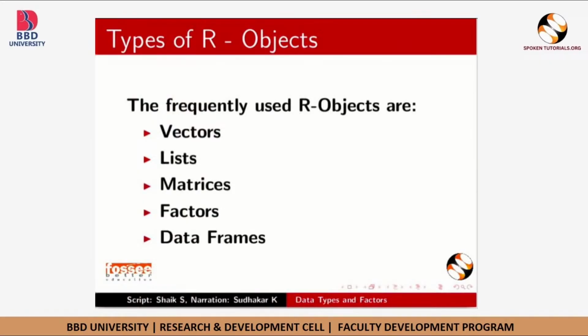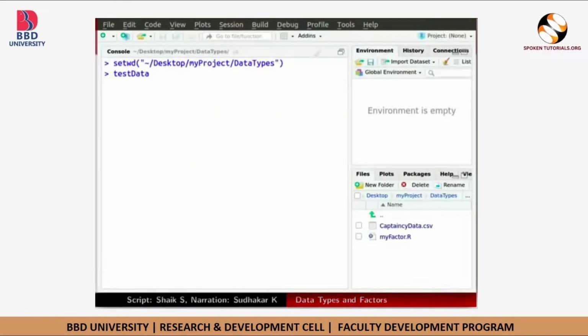Our language has the following atomic vector types: logical, integer, numeric, complex, and character. By atomic, we mean that vector holds the data of a single data type. Now we will learn how to declare these vector types. Let us switch to RStudio.